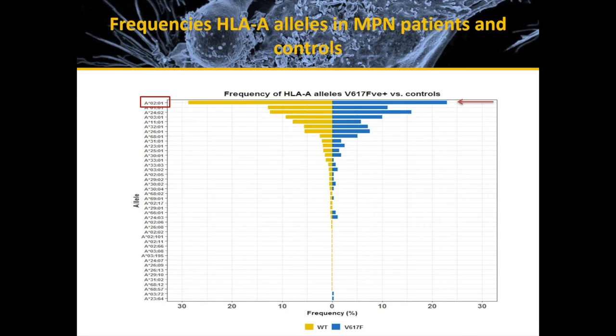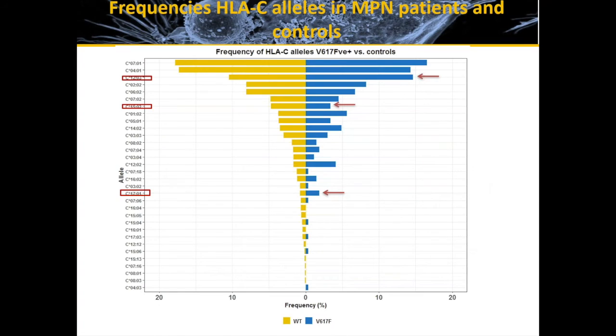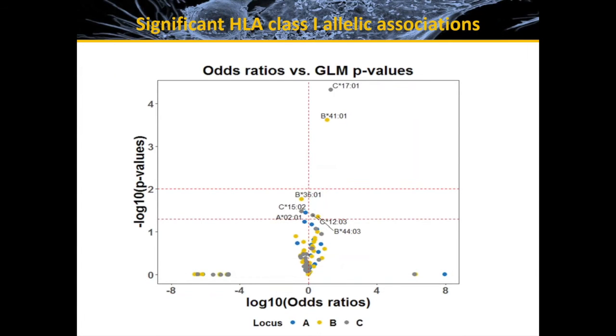On the next slide, you can see the distribution of HLA B alleles in patients and controls, and the highest differences were observed for B3501 and B4101. On the next slide, you can see the distribution of HLA C alleles with significant differences observed for HLA C1203, 1502, and 1701.